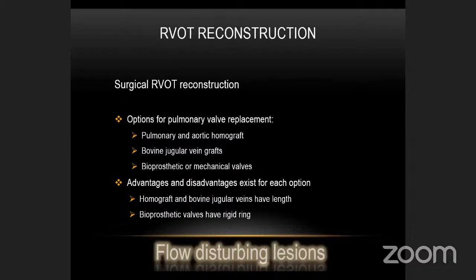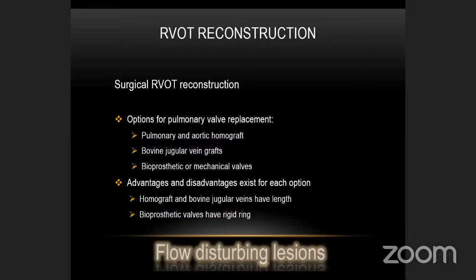Options for pulmonary valve replacement include pulmonary and aortic homografts, and bovine jugular vein grafts, which have significantly less dysfunction and failure rate than pulmonary homograft. Bioprosthetic or mechanical valves are also a good choice in patients with normal pulmonary valve annulus and normal right ventricular anatomy.